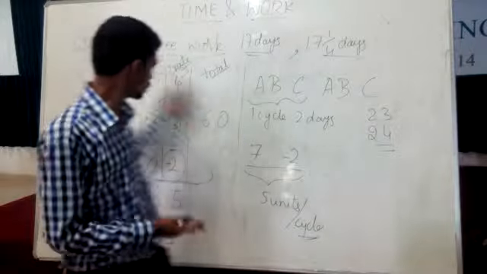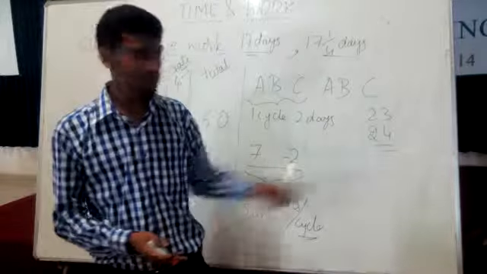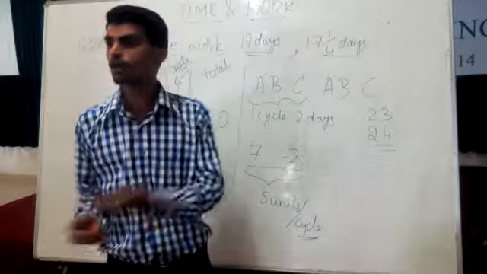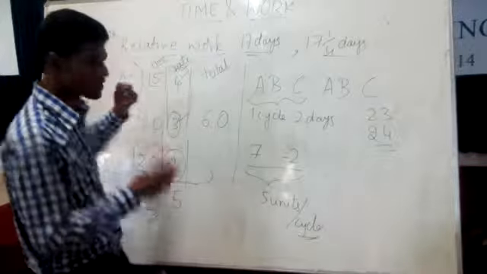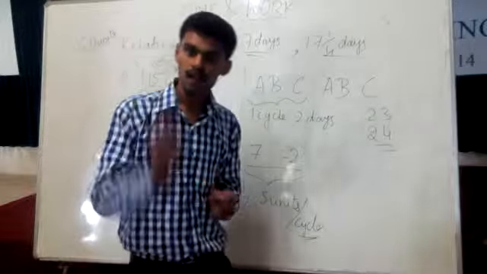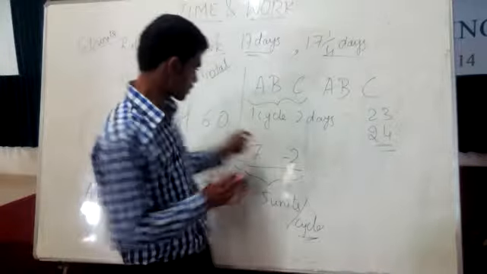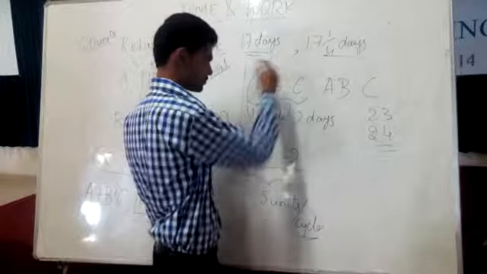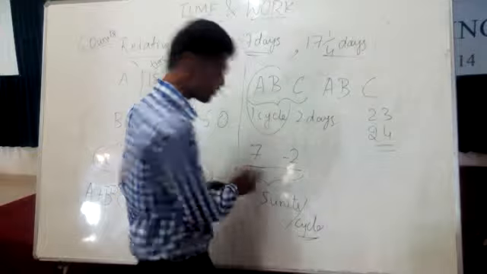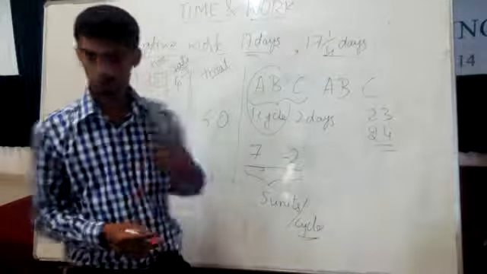So how do you account for it numerically? Giving 24 days as an answer is wrong. How do you account for it numerically? What you do is assume that on the last day A, B work, and 7 units are done on that day. Just assume.